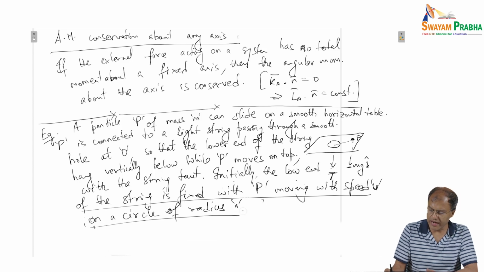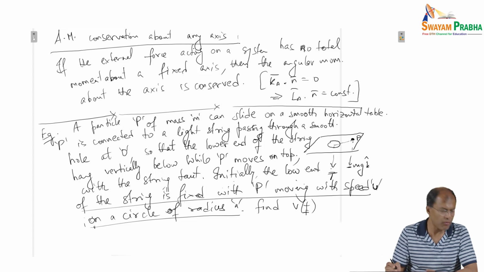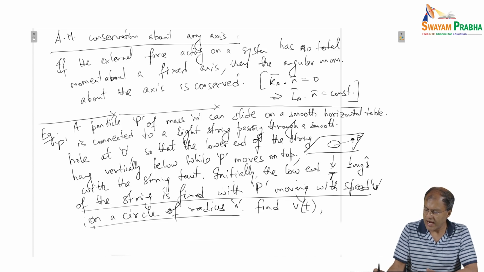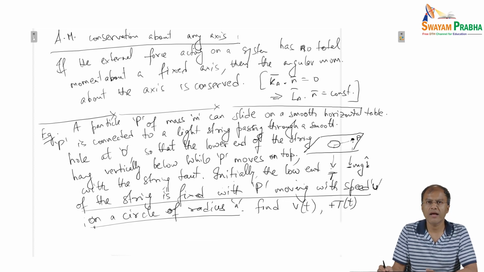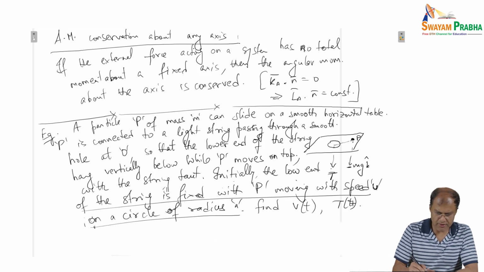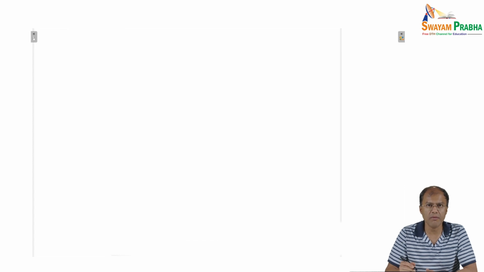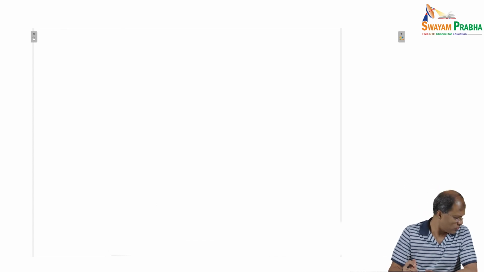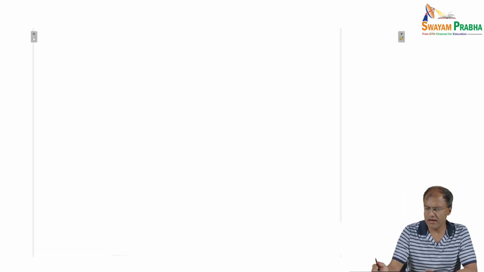And we need to find the velocities. So find v of t at any given point of time and the tension T of t at any given point of time. Okay, so we can use the conservation principle, but how? To do that, let us try and draw the force diagram here.